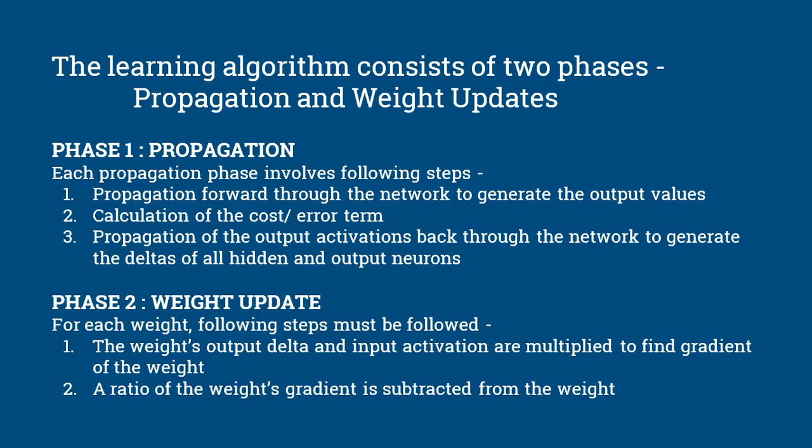The next phase is the weight update phase. For each weight, we follow two steps in order to update the weights. The weight's output delta or gradient and the input activation are multiplied to find the gradient of the weight. And a ratio of the weight's gradient is subtracted from the weight. This ratio is calculated by multiplying the gradient with the learning rate eta.